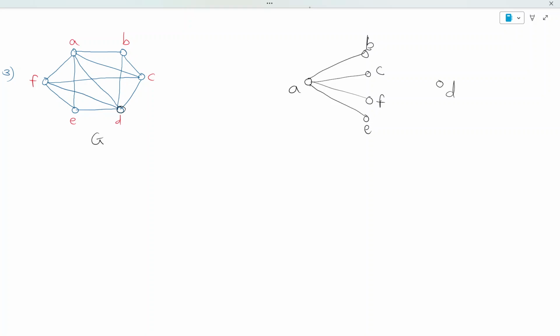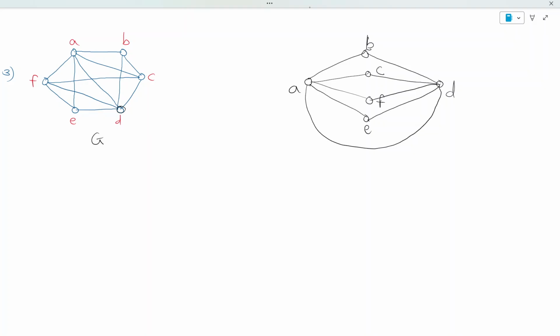So D is adjacent to C. So I am joining here C to D. Then D is adjacent to E. D is adjacent to F. And D is adjacent to B. Also there is an edge between A and D. So I have drawn AD.